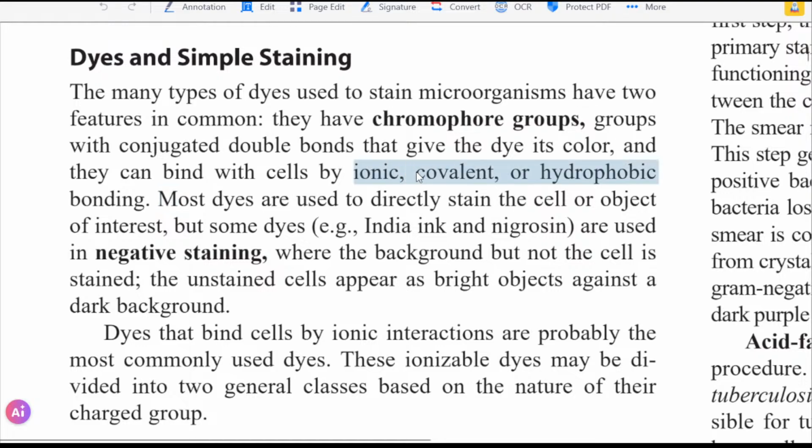Alright, so ionic bond, covalent bond, hydrophobic. By the way, these are quite strong bonds, ionic, covalent, and hydrophobic, because this is not van der Waals force, or what was the other? Polar? That is covalent bond. There was another one, London dispersion. Yeah, these are the weak forces, and these are the strong forces.